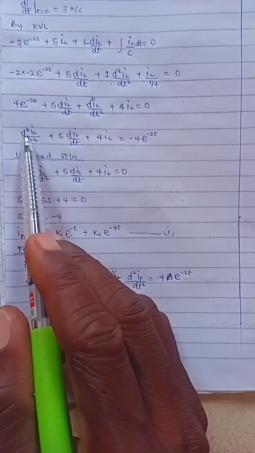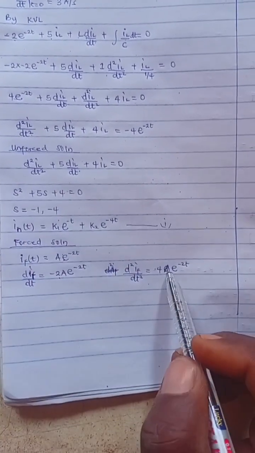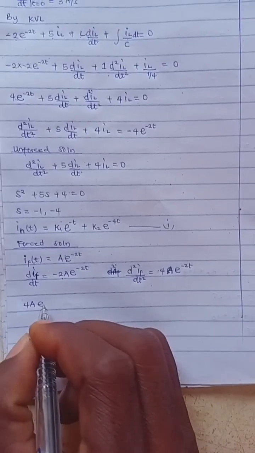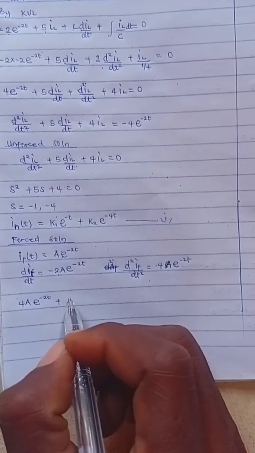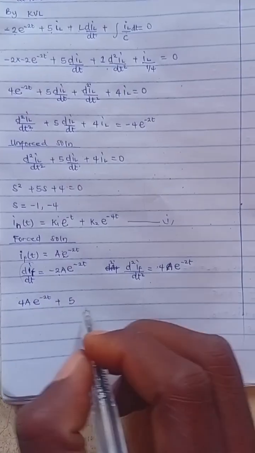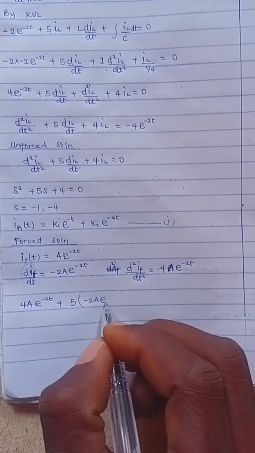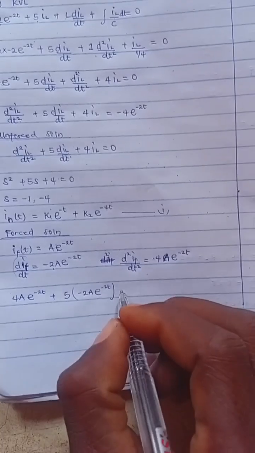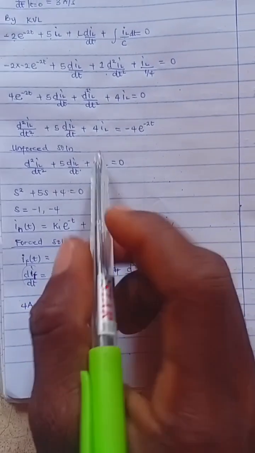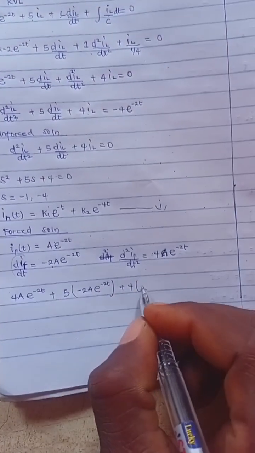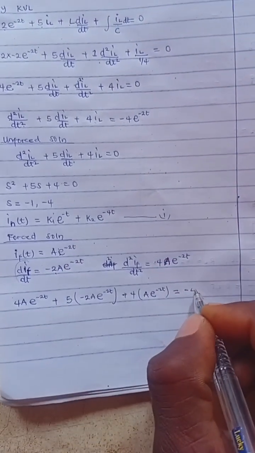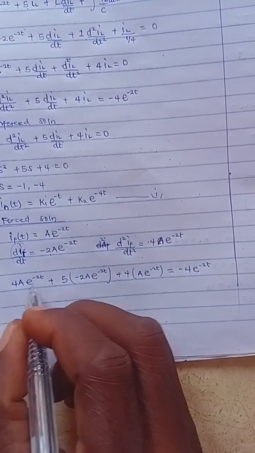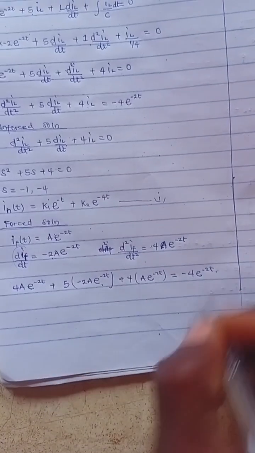So in place of the second derivative of IL with respect to time, I'll write 4a exponential minus 2t, plus in the place of 5 times the first derivative with respect to time, minus 2a exponential minus 2t, then plus 4 times, in place of I here, a exponential minus 2t, and I will equate everything to my right hand side, which is 4 exponential minus 2t. You can see that there is a common term, exponential minus 2t, in each, so they cancel out by dividing through by exponential minus 2t.